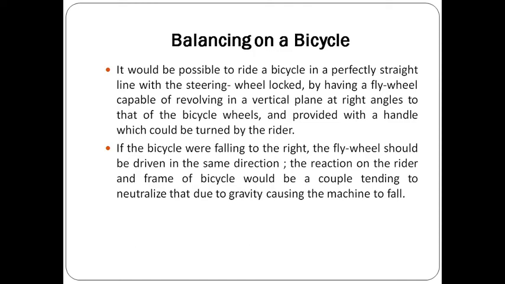So that will be balancing the center of mass below the wheelbase, or you can say the straight line. If the bicycle were falling to the right, the flywheel should be driven in the same direction. The reaction on the rider and frame of the bicycle will be coupled, tending to neutralize that due to gravity causing the machine to fall. But this is just an example. In reality, it is difficult to drive a bicycle with the steering wheel locked.